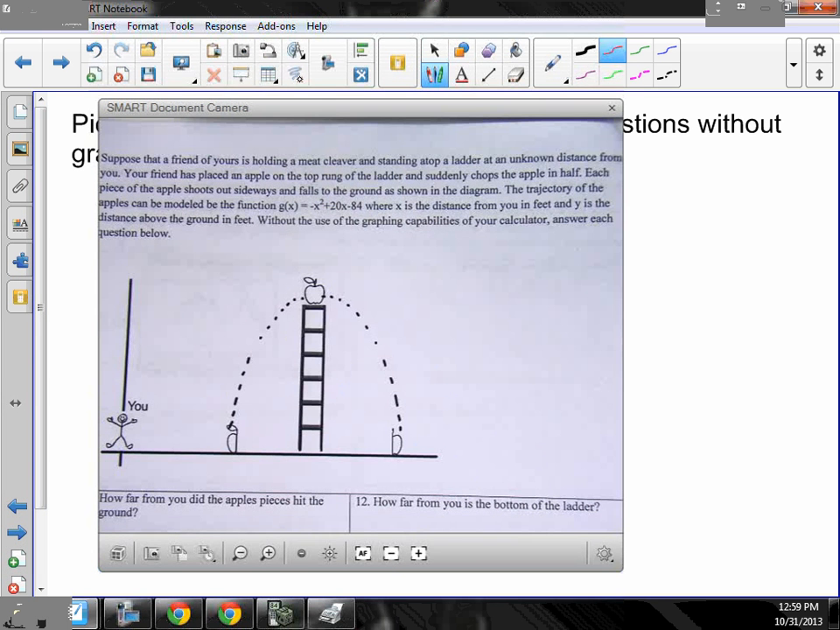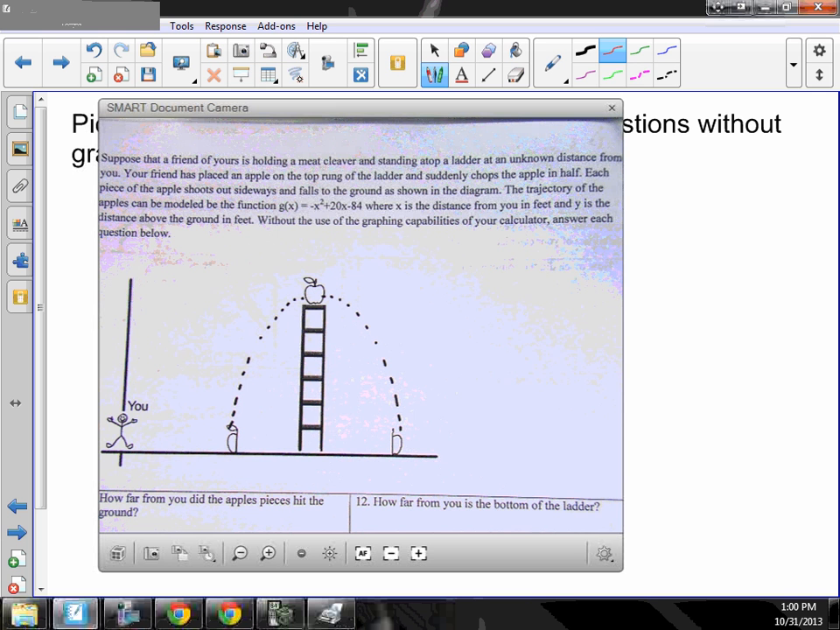Suppose that a friend of yours is holding a meat cleaver and standing atop a ladder at an unknown distance from you. Your friend has placed an apple on the top rung of the ladder and suddenly chops the apple in half. Each piece of the apple shoots out sideways and falls to the ground as shown in the diagram. The trajectory of the apples is modeled by that function. X is the distance in feet from where you are standing to the apples, and y is the distance above the ground in feet.